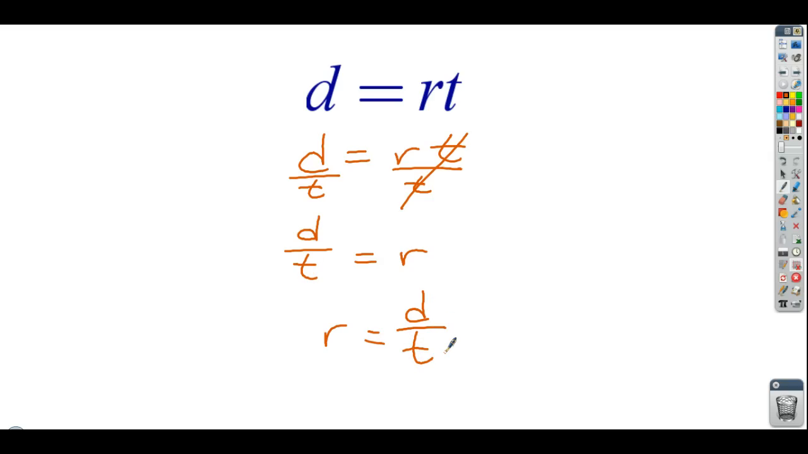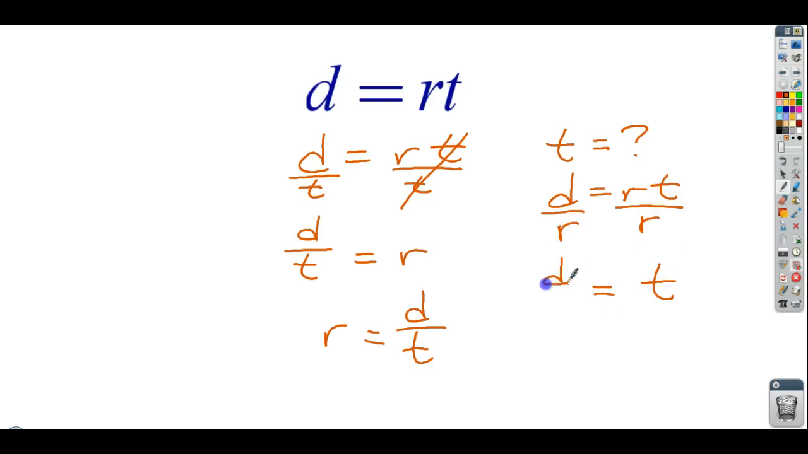Okay, well, let's do the same thing. Let's say I want to solve it for t. I want to know what t is equal to. How do I find that? Well, I get distance is equal to the rate times the time. In this case, I'm going to divide by the rate on both sides. So the time is going to be equal to how far I go divided by how fast I was going to get there.